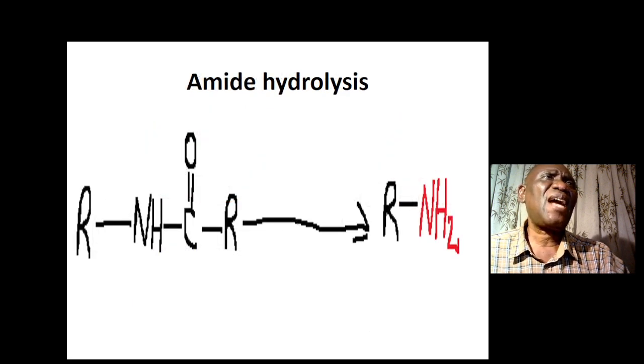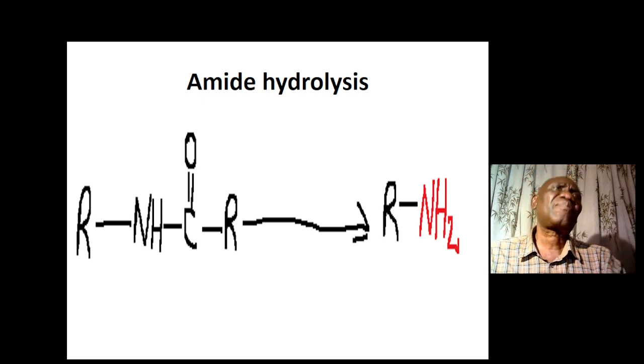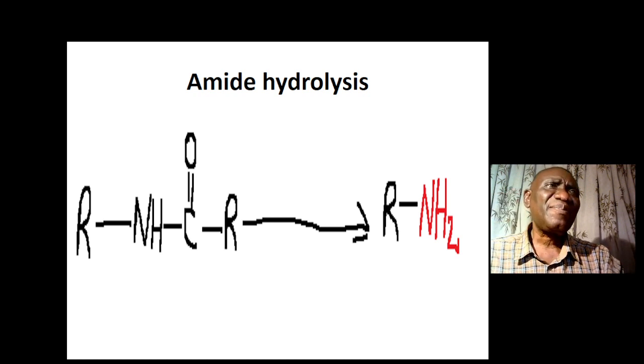Here we've got amide hydrolysis. If you have an amide where you have NH, then carbon, which is attached to the oxygen. So the key is to recognize NH attached to carbon, then a double bond with oxygen. This will lead you to amide hydrolysis.